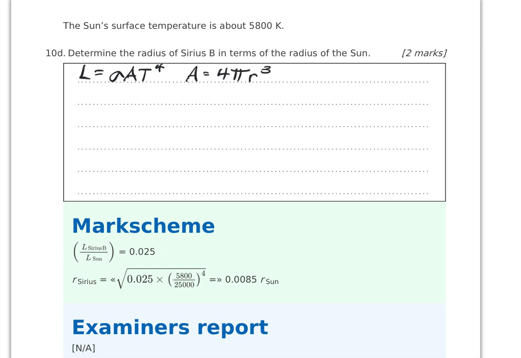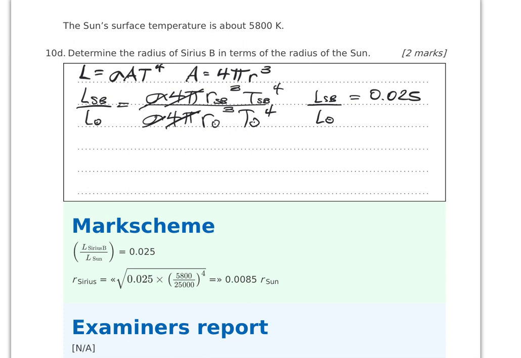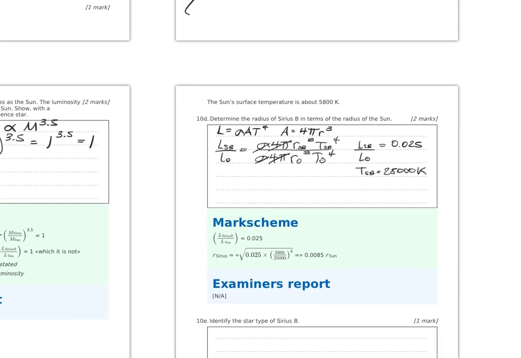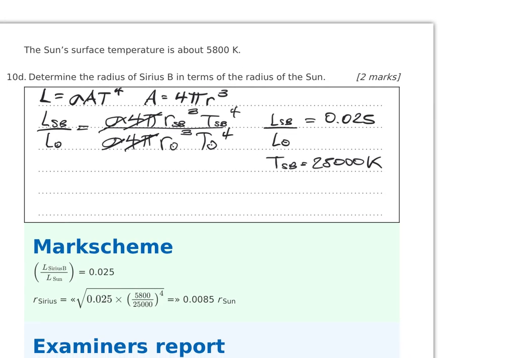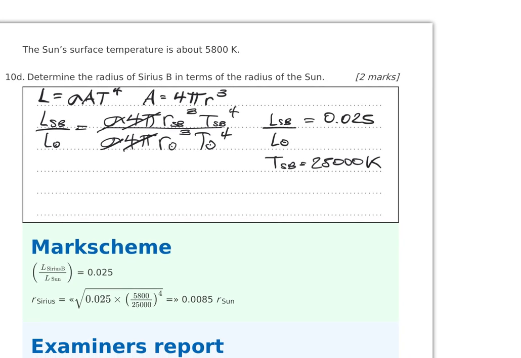And then 10D has one of these fun radius problems. So luminosity is the Stefan-Boltzmann constant times area times T to the 4th, and the area of a sphere is 4 pi r cubed. We have the relative luminosity, looking at Sirius B relative to the sun. Of course, our constants all cancel, and we know that the relative luminosity is 2.5% or 0.025. Temperature of Sirius B is 25,000 Kelvin. We figured that out before. And then the temperature of the sun is 5,800 Kelvin.